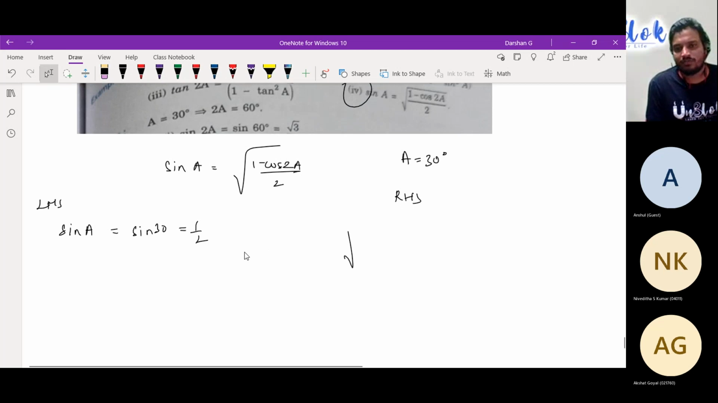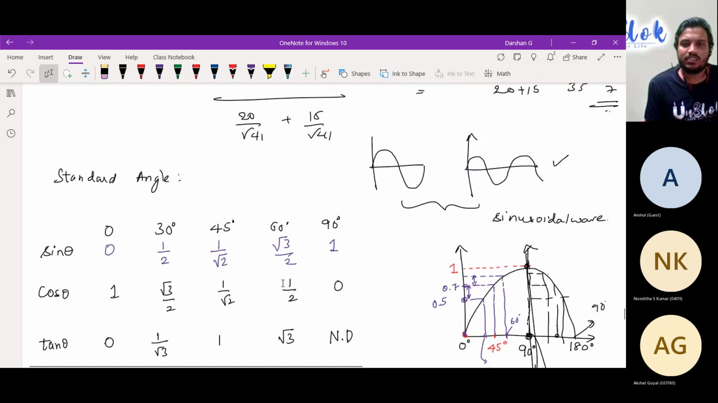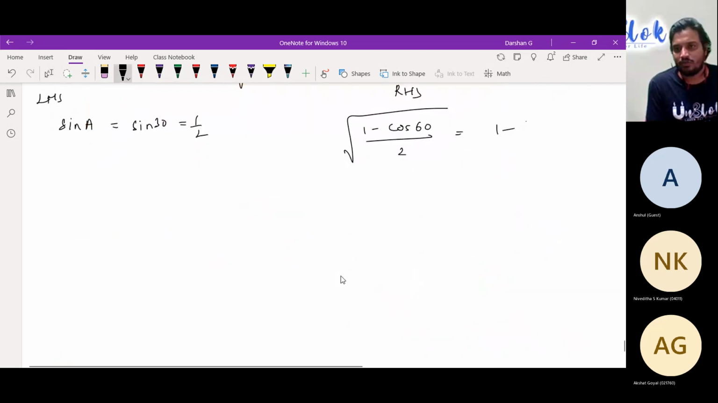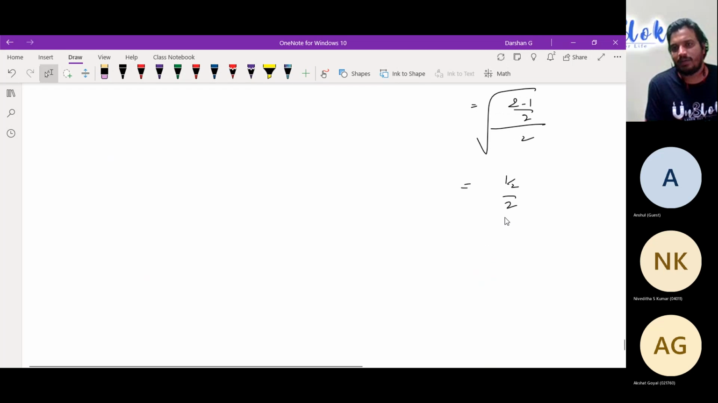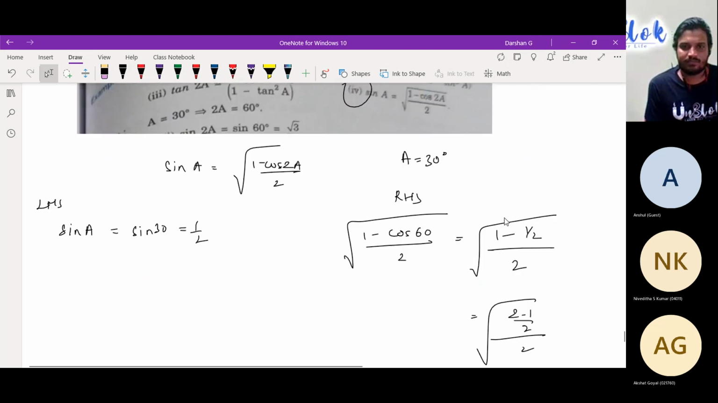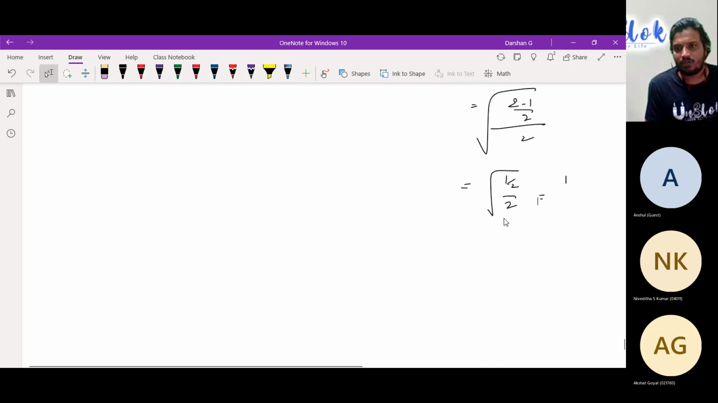RHS would be root of (1 minus cos 60) divided by 2, since 2 into 30 is 60. What is cos 60? Cos 60 is 1 by 2. Use the table. So it will be root of (1 minus 1 by 2) divided by 2, which is root of 1 by 2 divided by 2, which is root of 1 by 4. The answer is 1 by 2. So I can tell LHS is equal to RHS.